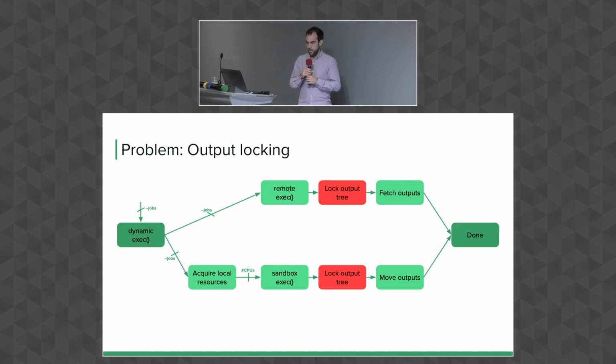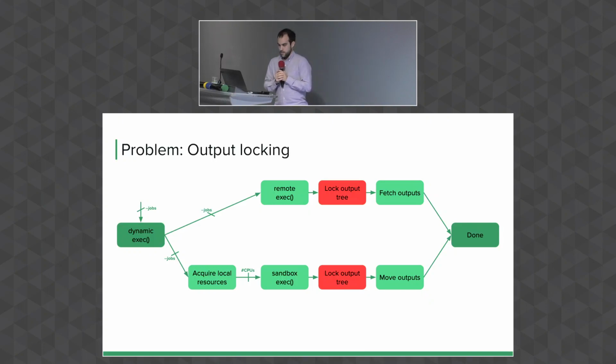OK, the first problem is output locking, right? We have the dynamic scheduler running 2 things at once, and these 2 things want to write to the same output files, right, in your output tree. How do you fix that? Well, you put a lock. Very, very simple. Actually, the way this works is in the code, we spawn the 2 strategies, remote and local, or sandbox in this case. They do their stuff, and then right before they have the outputs available, they take the lock for that specific action. And in the remote case, we fetch the outputs and put them into their location. And in the sandboxing case, we move the outputs to where they belong.